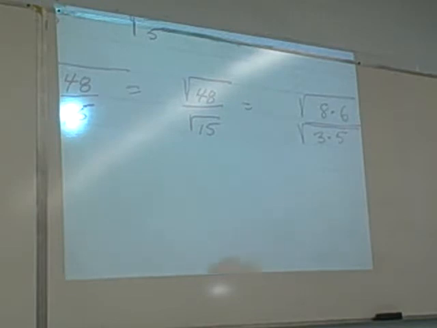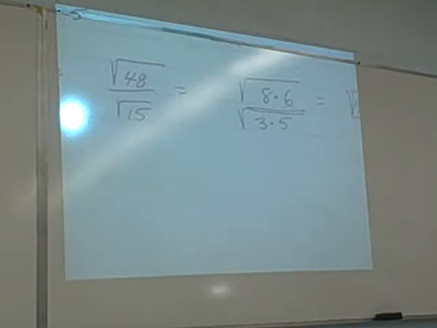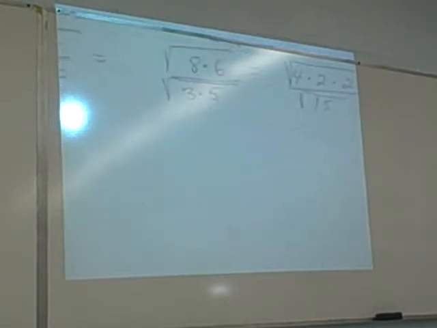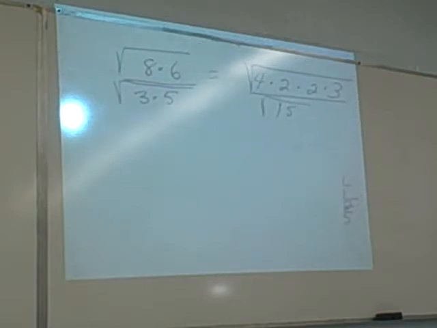All right, so then I thought, let's see what I can do with 48 and 15. Well, 8 times 6, that sounds good to me. I simplified 8 to get 4 times 2, and I simplified 6 to get 2 times 3. There's not much I can do with 15, is there? The factors of 15 are what? 3 and 5, which are what kind of numbers? Prime. They're prime numbers, so there's nothing I can do with those.